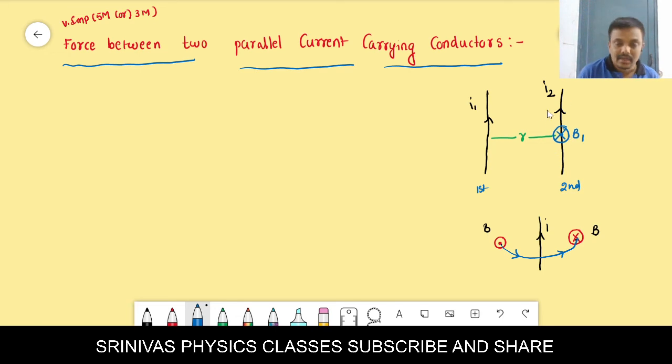Okay, and the second current carrying wire is in the magnetic field of the first current wire. Is it right? Second wire is in the magnetic field, but that magnetic field is generated by the first wire. Now force will act on the second wire. Is it correct? Because the second current wire is in the magnetic field. That's why force will act on the second wire. Correct or not? Yes, that force direction I want.